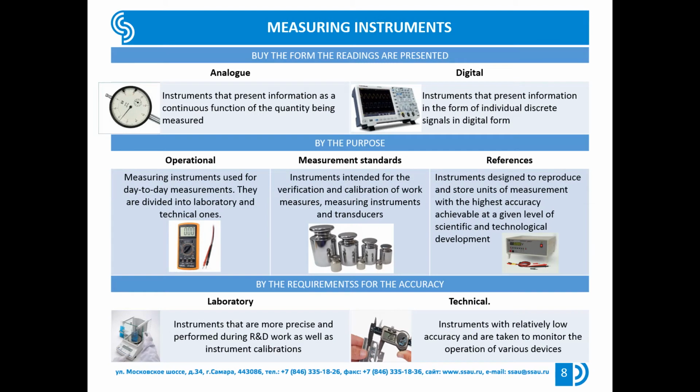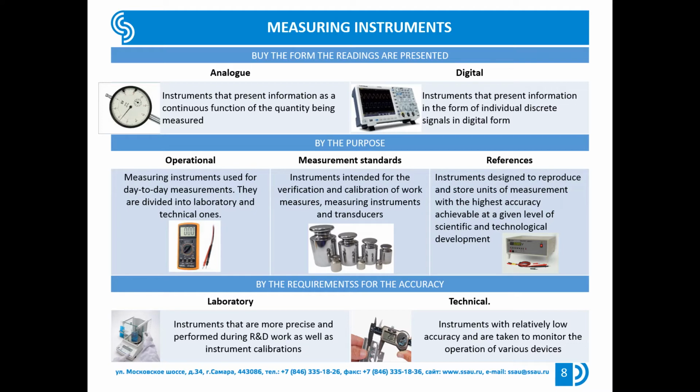A distinction is made according to the form in which the readings are presented: analog measuring instruments and digital measuring instruments. Analog measuring instruments are instruments that present information as a continuous function of the quantity being measured. Digital measuring instruments are instruments that present information in the form of individual discrete signals in the digital form.